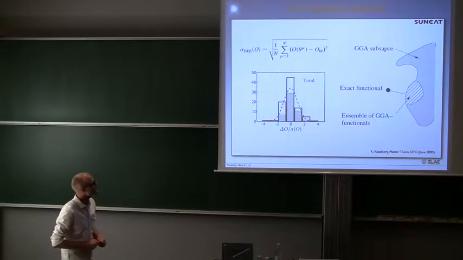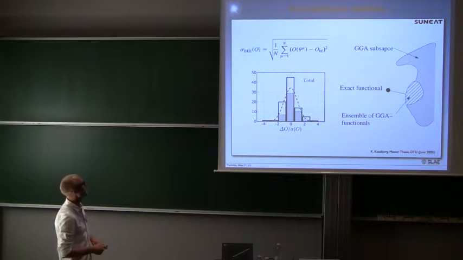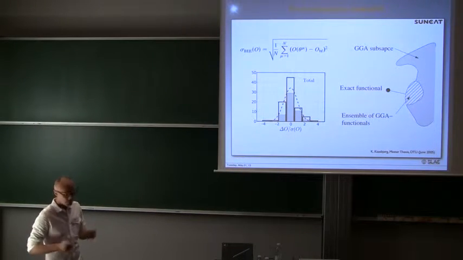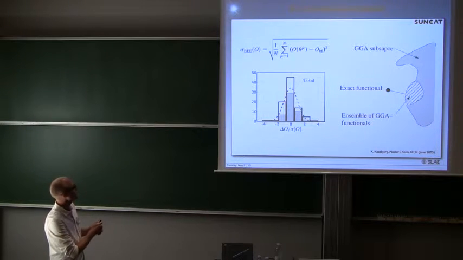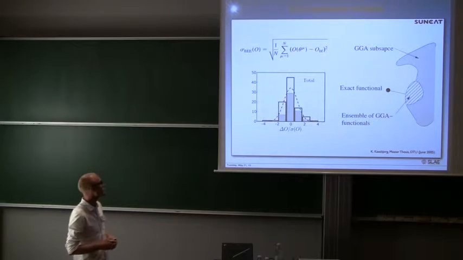You can also look at it like this. Over here, if we say this is now a model space where the exact functional is right there, then all GGAs you can think about are within this gray area over here, and will never end up out here at the exact functional. But we can make a functional that is right at this point, and then create an ensemble of functionals around it in the model space. And then one can use this ensemble of functionals to calculate a Bayesian error estimate of the error on the quantity you just calculated.